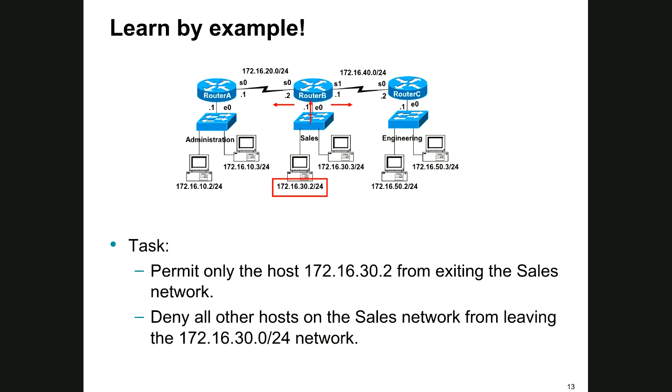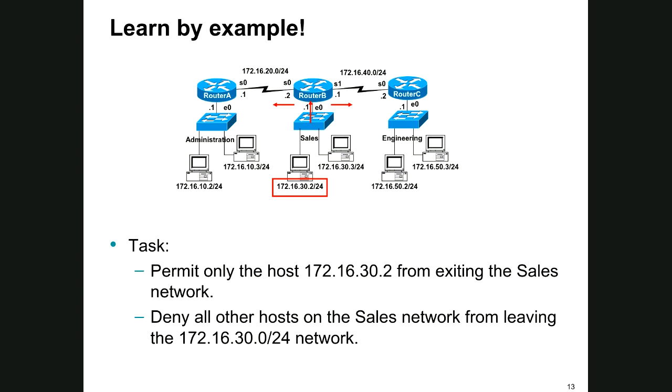Okay, let's see what's going on here. Here's our scenario. That guy outlined in red in the middle of the diagram, that's the manager of the sales department. He is the only one who's allowed to go to the rest of the company network and actually create traffic to and from the engineering department and to the administration department. All those other droids in the sales department, they are not allowed to create any traffic that would leave their network. Only the guy outlined in red, that 172.16.30.2, he's the manager of the sales department. Only his traffic can enter the router and go to the other networks.